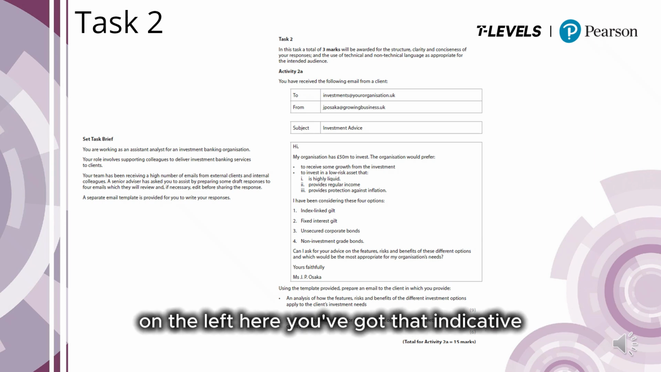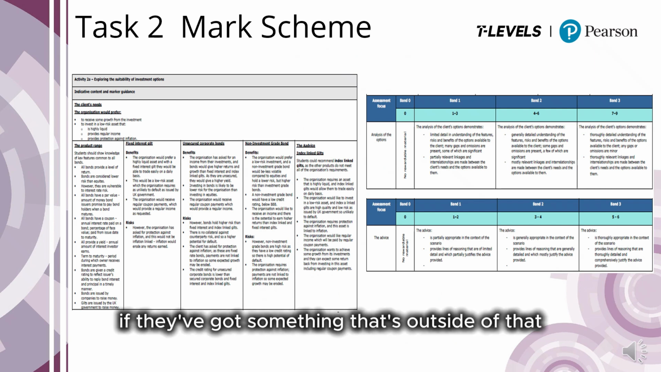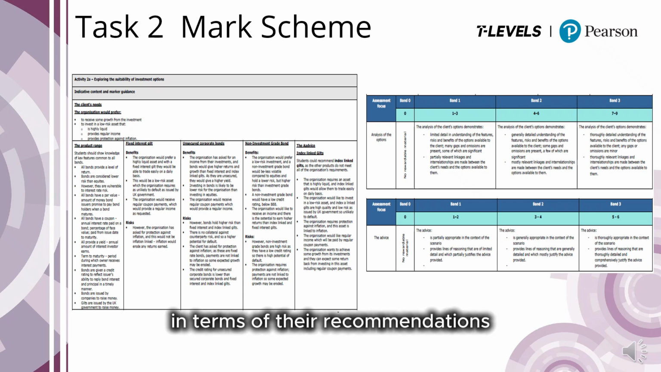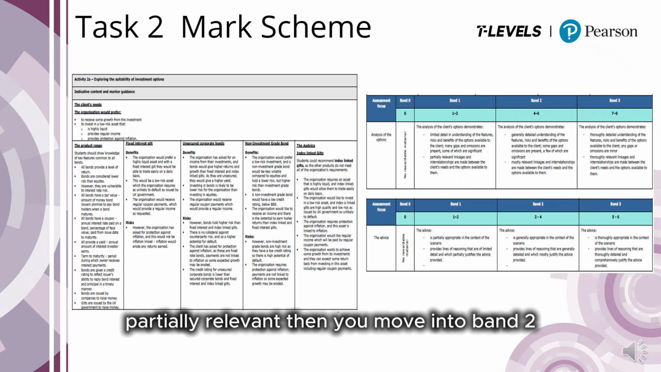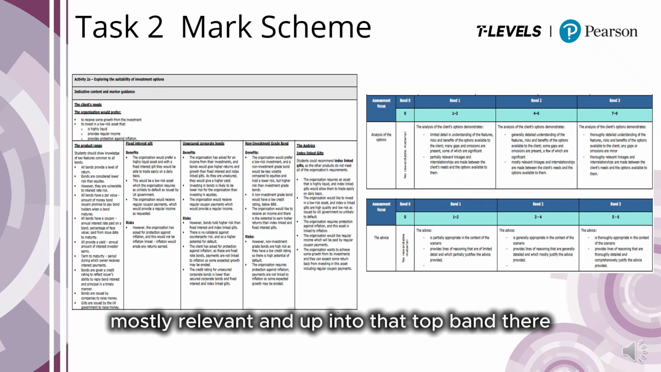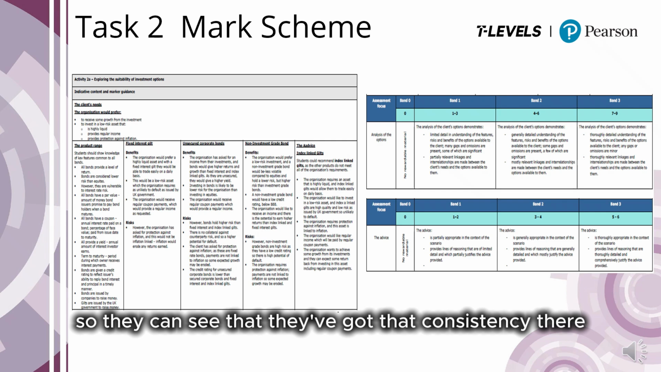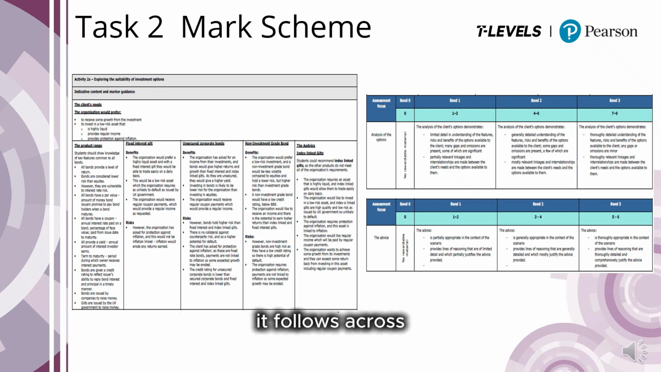On the left here, you've got that indicative content of things that students could mention in their answer. But again, if they've got something that's outside of that in terms of their recommendations, then obviously if it is appropriate, it is rewardable. And then on the right there, you can see those mark bands. They're exactly the same. You've got your limited detail, partially relevant. Then you move into band 2, you've got your generally detailed and mostly relevant. And up into that top band there, it's thoroughly detailed and thoroughly relevant. So they can see that they've got that consistency there. So when they're learning how to structure these and what they need to include, it follows across.